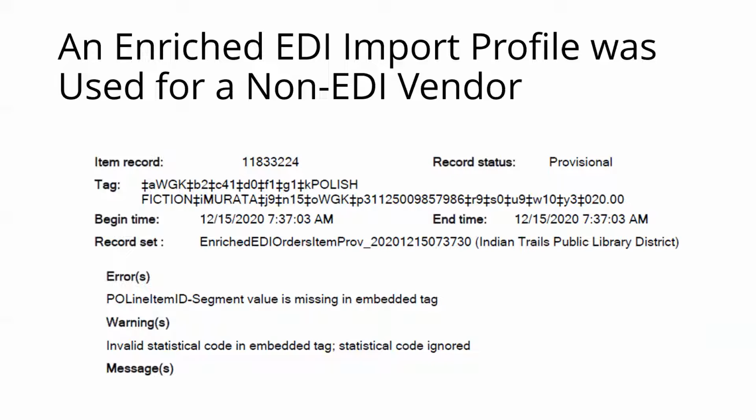And these error messages basically say that there was a missing purchase order line item segment in the records. So in this case, the enriched EDI profile was used for a non-EDI vendor. And the error messages basically say that it could not update the item records and the invoices or create invoices because the wrong profile was used.